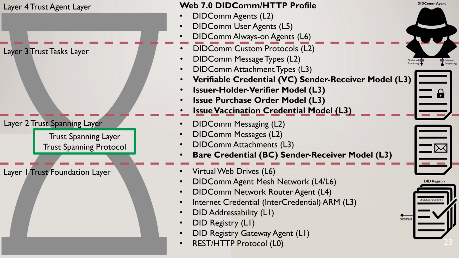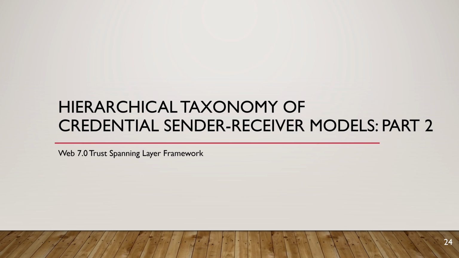So again, we come back to the Web 7.0 trust spanning layer framework, and we can see that the issuer-holder-verifier model, the issue purchase order model, and the issue vaccination credential model are all in layer 3. They are all examples of trust tasks. They all derive from the verifiable credential sender-receiver model. The verifiable credential sender-receiver model, in turn, is a specialization or a derivation of the bare credential model. So let's continue.